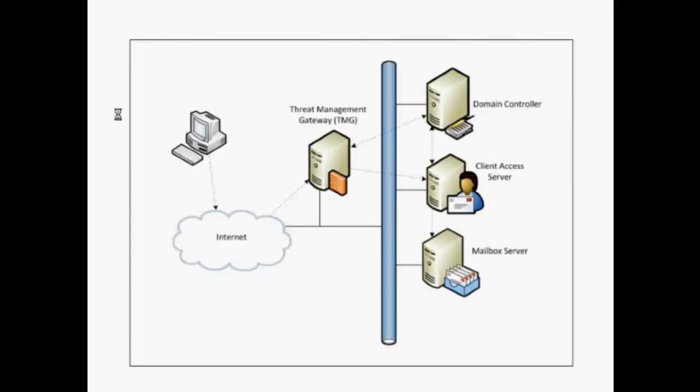For Outlook Anywhere this is basically the same. An Outlook client connects to the Threat Management Gateway, is authenticated there against the domain controller, and then passed on to the client access server. This one handles the request, gets the mail data from the mailbox, and hands it back to the Outlook client. For this presentation, my TMG server is part of the internal domain. This makes life a little bit easier because I can use Active Directory for authentication.